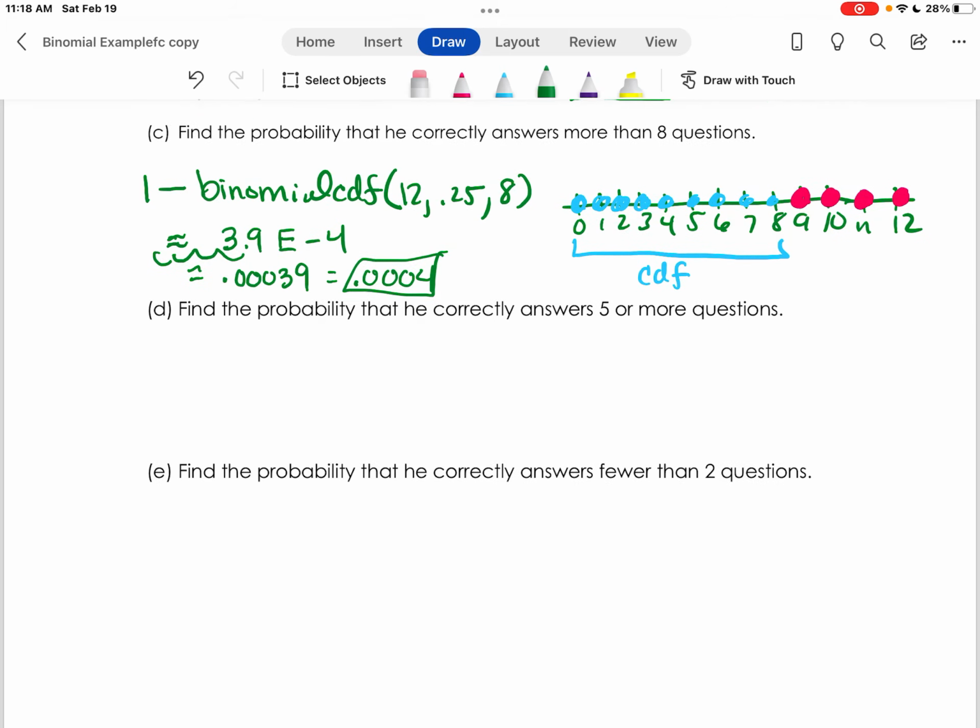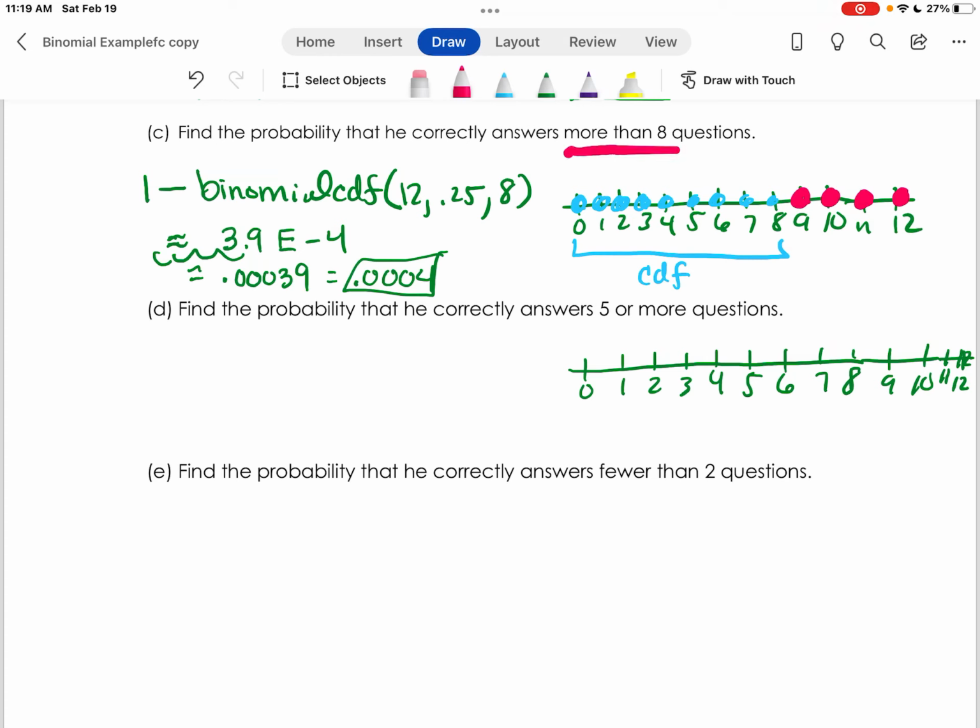Okay, part D, find the probability that he correctly answers 5 or more questions. Okay, 5 or more means that we're going to include 5 in this one. And the other one in the previous part, part C, it's more than 8. So we're not including 8. It's more than 8, so we're starting with 9. In this case, we are including 5 or more. So we're going to do 5, 6, 7, 8, 9, 10, 11, and 12.